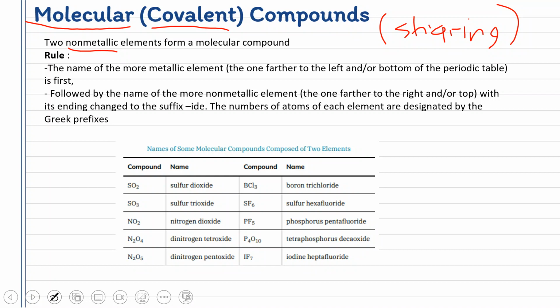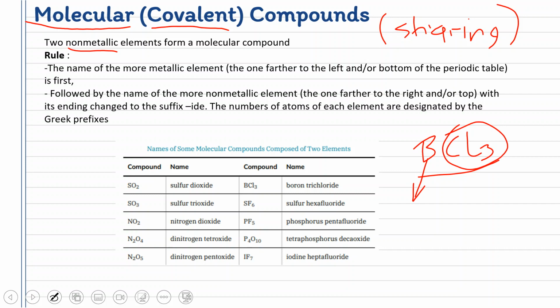So for example, I have boron here and I have chlorine here. They form a compound and this compound has a name. Both of these are found on the right-hand side. They are all non-metallic. But one of them is more on the left than the other, and that is boron. So because boron is more on the left than chlorine, we're going to name boron first, followed by the name for the other one. So we're going to find out how to name it.